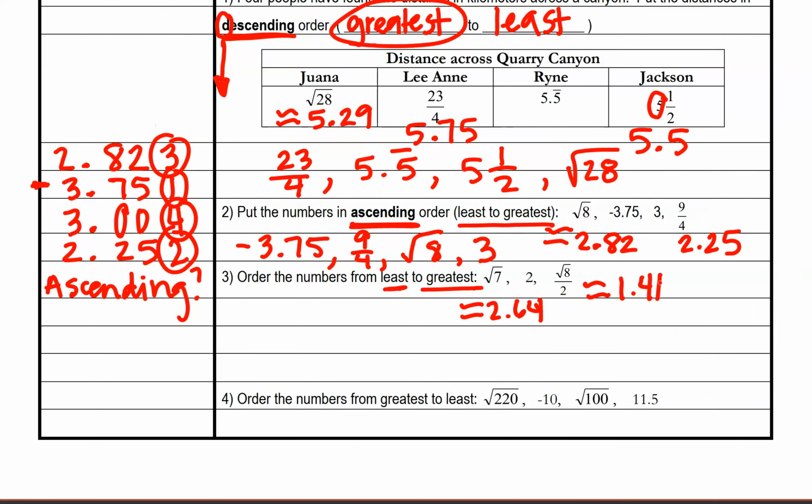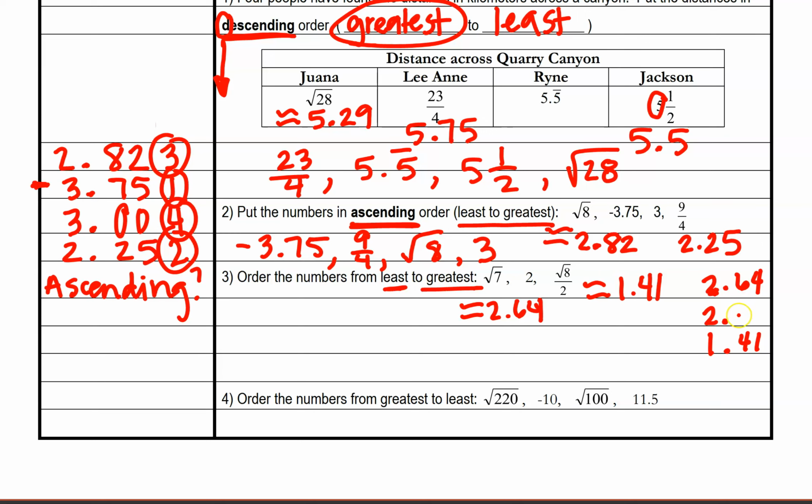All right, so next step is to align the decimals. We only have 3 numbers here. I'm going to align them here. We have 2.64. We have the number 2. Now it is a whole number, so where is the decimal on a whole number? It is always at the end. And the last number is 1.41.